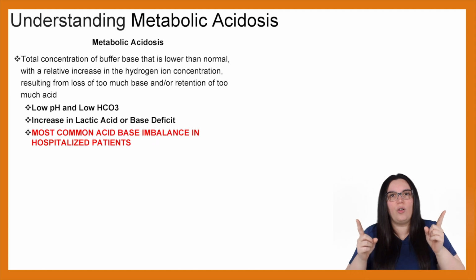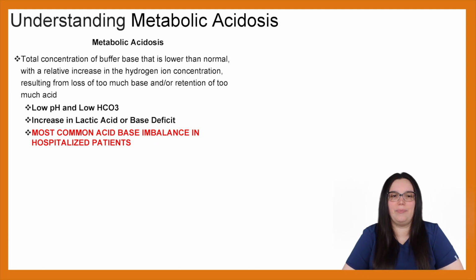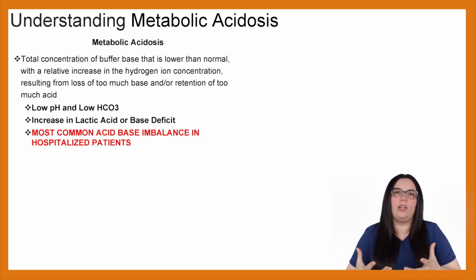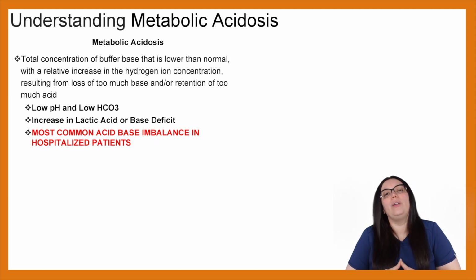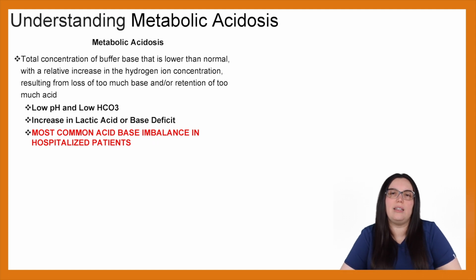Remember when we talked about ROME, respiratory opposite, metabolic equal, both of our signs are going to be pointing the same direction. We're also going to have an increase in lactic acid or base deficit, and we're going to talk about those in separate videos. So the most common acid-base imbalance that you're going to see in hospitalized patients is going to be metabolic acidosis. Why? Because when it comes to our respiratory components, they're going to happen pretty quickly. But when it comes to our septic patients or anybody with any kind of acid-base imbalance, you're more likely going to see metabolic acidosis before you see anything else.